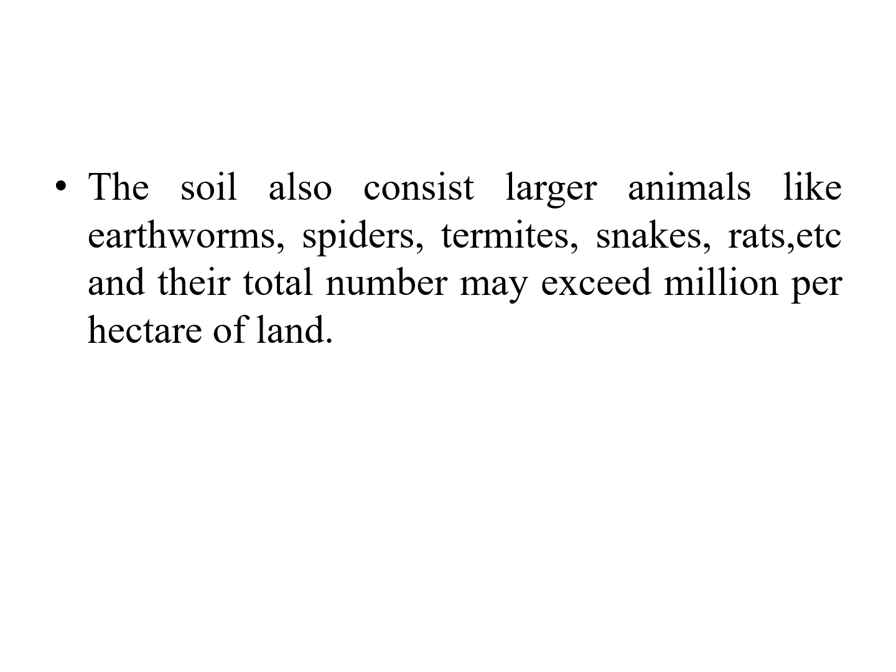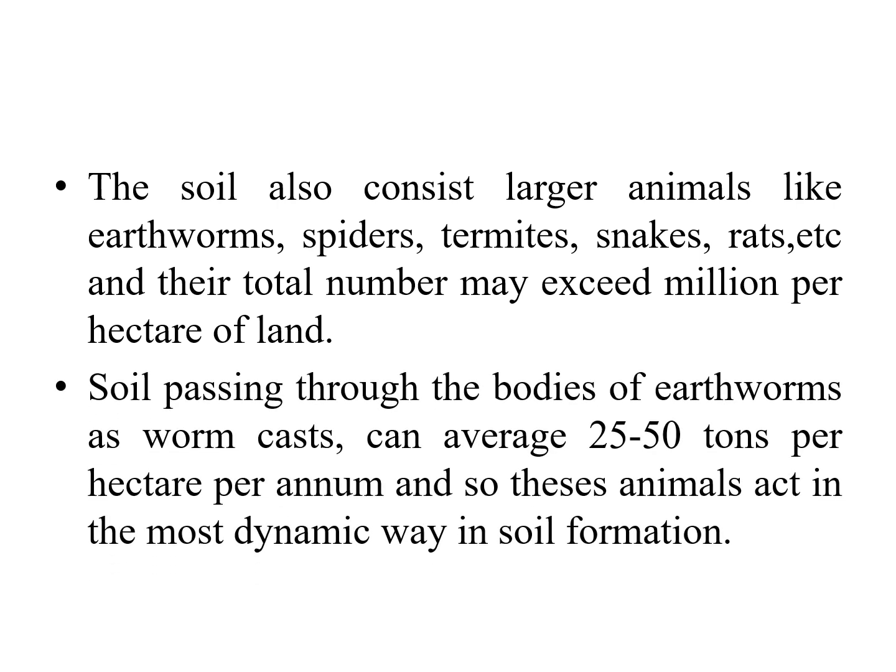And their total number may exceed a million per hectare of land. So soil passing through the bodies of earthworms as worm cast can average 25 to 50 tons per hectare per annum. And so these animals act as the most dynamic agents of soil formation. So this is a process and one example of soil formation.